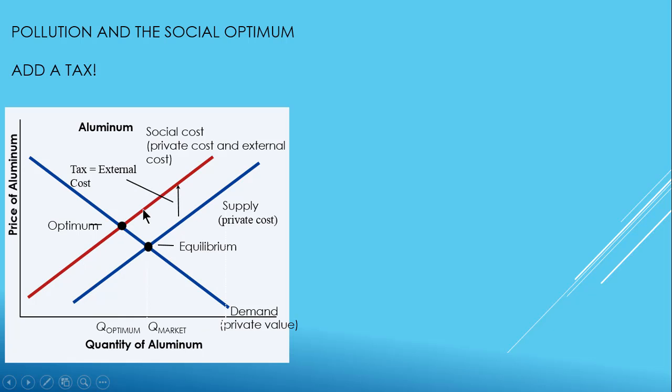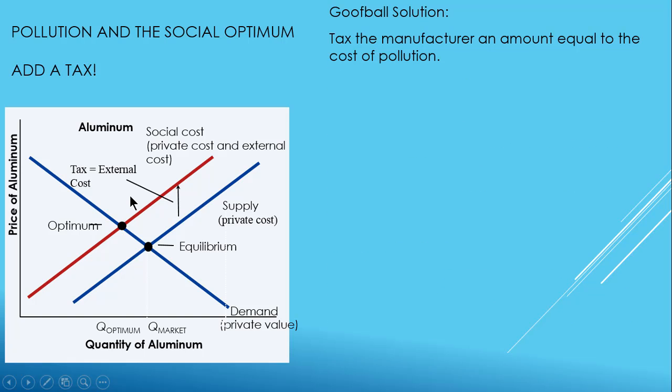So there's no mechanical way to make this actually happen. Economists never talk about that. It's really a goofball solution. We're going to tax somebody equal to the cost of pollution. You can't do it. It's not possible. Okay. So how does a tax stop pollution?